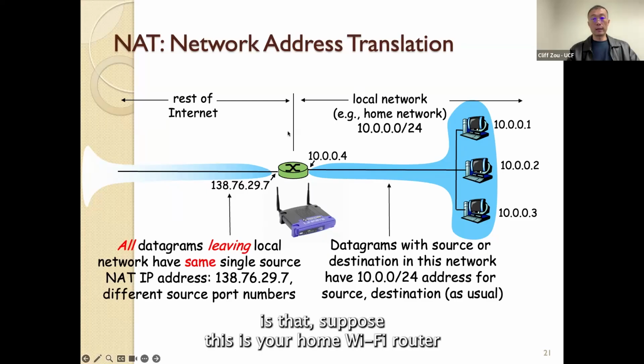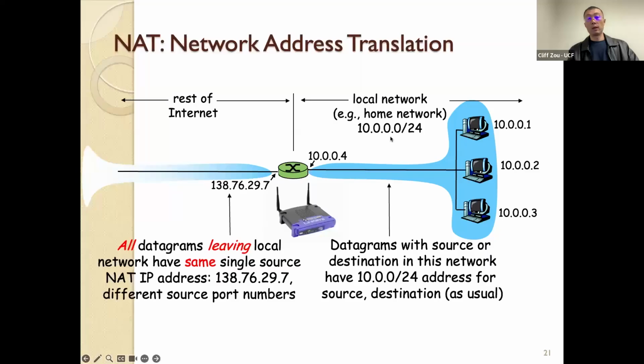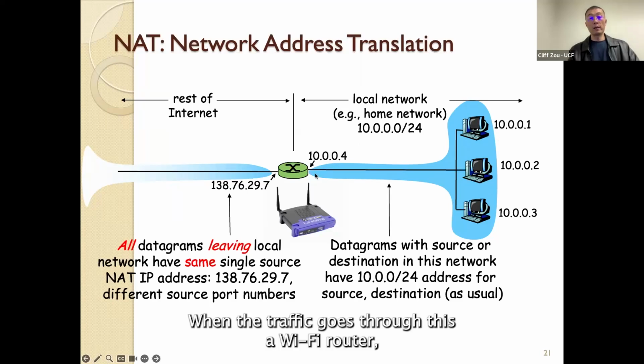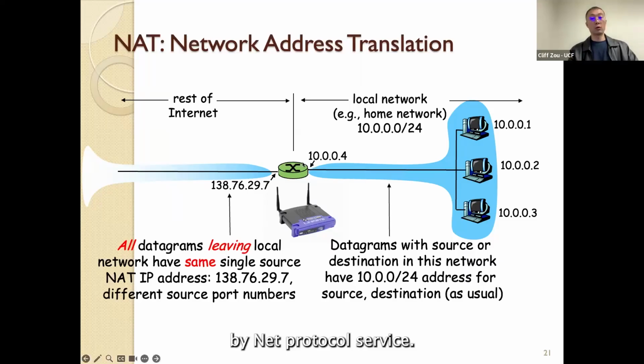The basic way is that, suppose this is your home Wi-Fi router. In your home local area network, it uses a so-called private subnet. I will explain what a private subnet means. Basically, it has its own subnet, and every computer has one IP address within the subnet. When the traffic goes through this Wi-Fi router, the IP address will be automatically changed by the NAT protocol service running here.